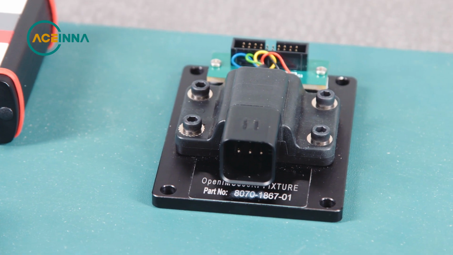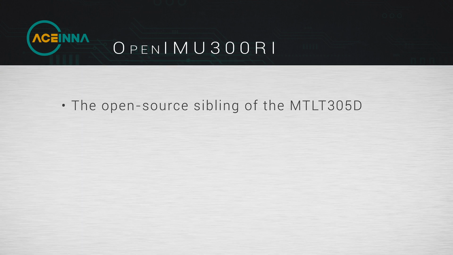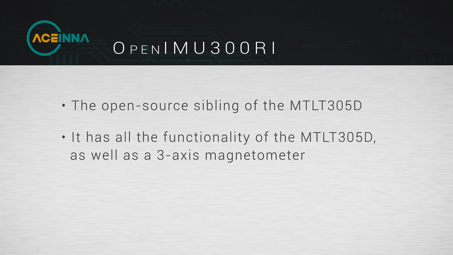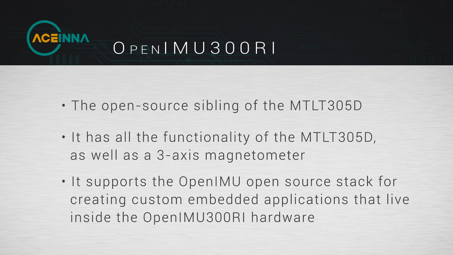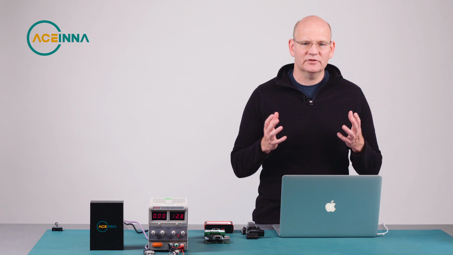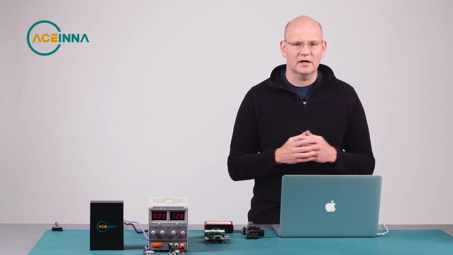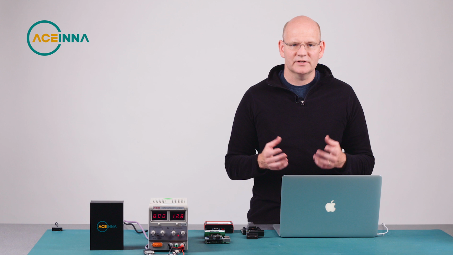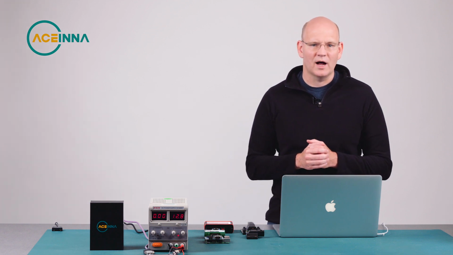The second is the Open IMU 300RI, which is the open source sibling of the MTilt 305D. It has all the functionality of the MTilt 305D as well as a 3-axis magnetometer, and it fully supports the Open IMU open source stack for creating custom applications that live inside the Open IMU 300RI hardware. I'll spend the rest of this video discussing details of CAN bus and how one creates a custom application using CAN bus that runs on the Open IMU 300RI.